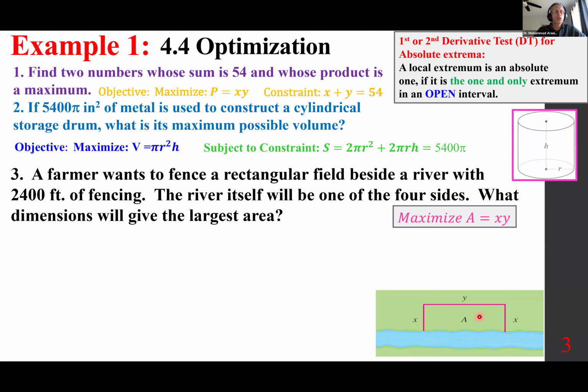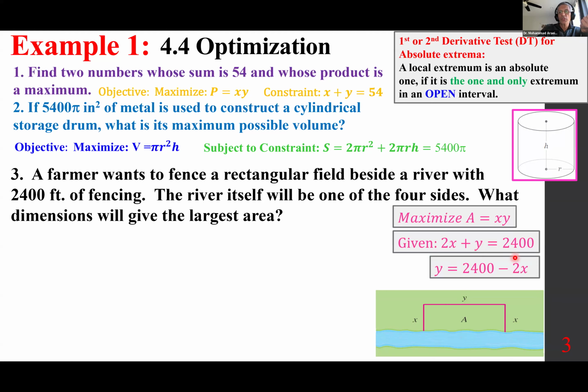The restriction, the constraint, is that we have 2,400 feet of fencing. That means the perimeter, which is normally 2 times the width plus 2 times the length. However, in this case, 2 times x, but 1 times y, because one side doesn't need fencing, and therefore 2x plus y equals 2,400. And that's defining variables, explaining what you have. And now we use the constraint to solve for y, and we put it into the objective function to make it a function of one variable.